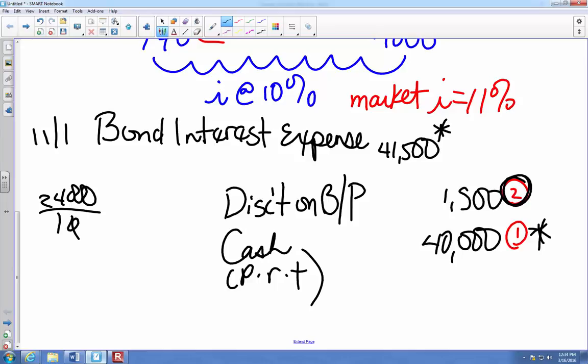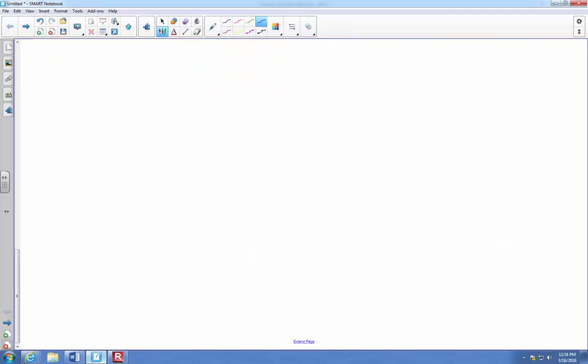Now I go down the road and it's the end of the year, 12/31. Record the accrued interest, including bond discount amortization. Same accounts, other than I'm not actually writing a check, so what's my credit going to be if I'm accruing interest? Yeah, it's a payable. Bond interest payable. So let's get the account set up and then plug in the math. So on 12/31, set up your accounts, and then we'll plug in the math.